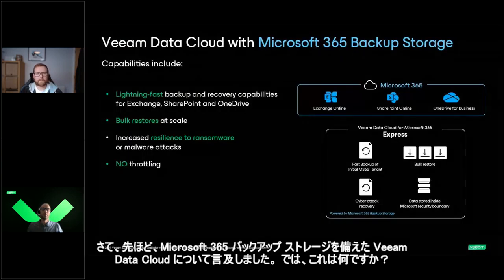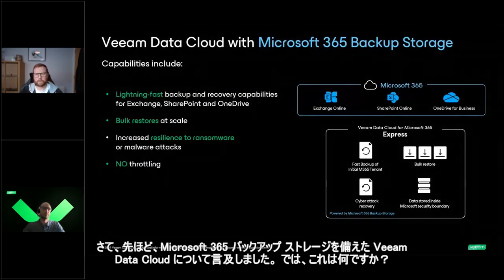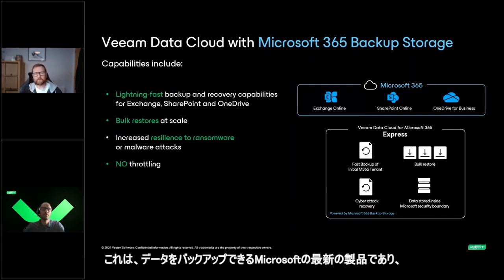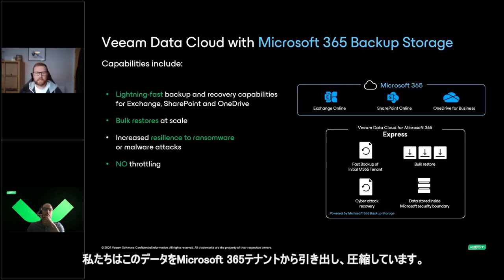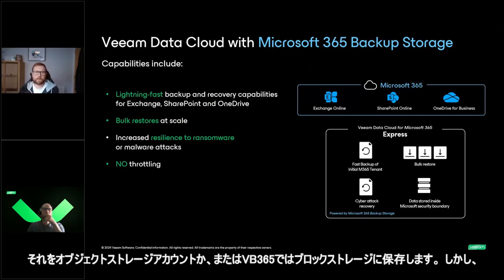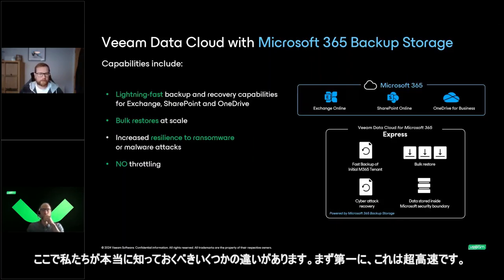Okay, so I mentioned earlier about Veeam Data Cloud with Microsoft 365 backup storage. So what is this? This is the newest offering from Microsoft to be able to back up your data. And it works a bit differently to how we've operated previously. To date, we've used the Microsoft Graph API. We've been pulling this data out of the Microsoft 365 tenancy. We've been compressing it, and we've been storing it within some object storage accounts or block storage with VB365 as well. But there's a few differences here that we really should know about.